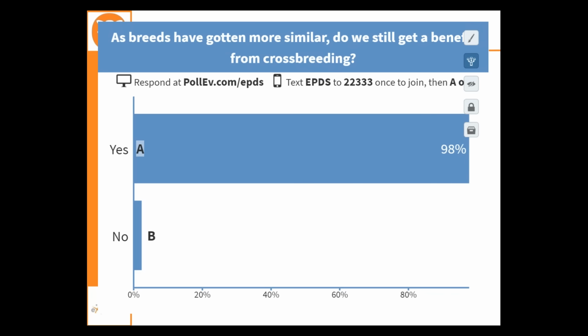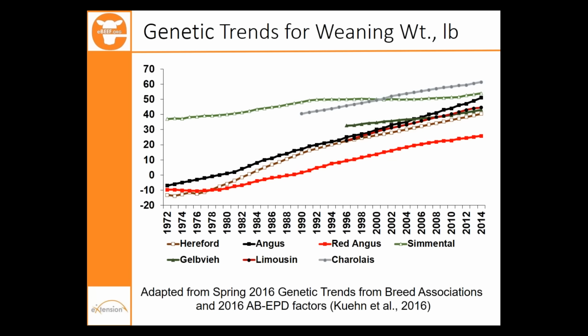Yep, that's right. As we look at the data, it's pretty clear. This is the crossbreed EPD adjusted genetic trends for weaning weight, based on the crossbreed EPD adjustment factors from Clay Center. We see that the breeds have gotten more similar, let's say. They've all selected for more weaning weight. In general, those lines have gotten a little closer together, but there are still really substantial breed differences across not only weaning weight, but a number of other traits as well.